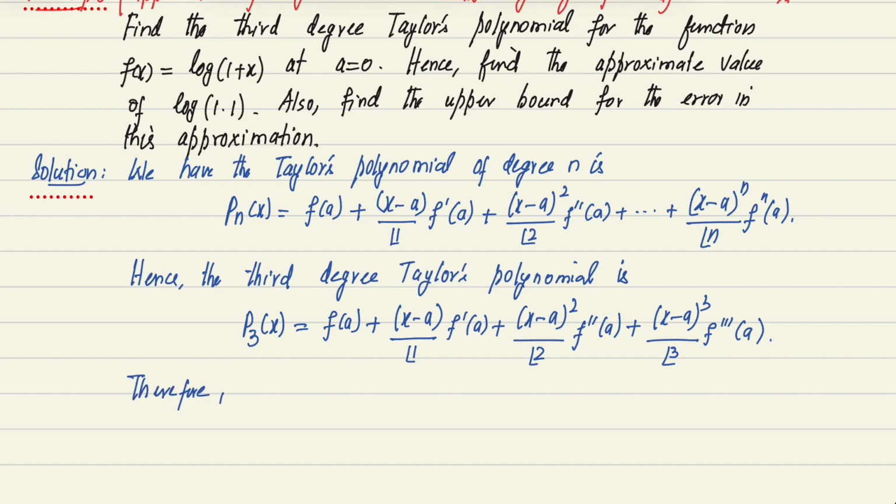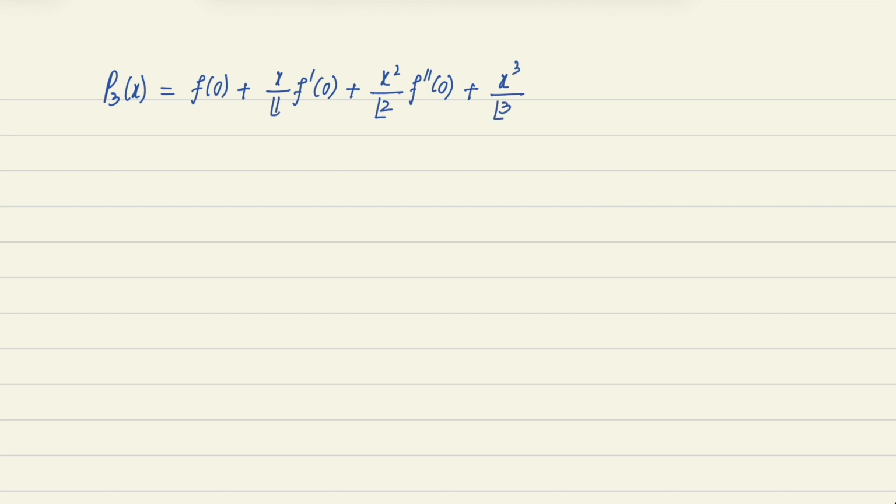So for a equal to 0, the third degree Taylor's polynomial is P3 of x, which is equal to f of 0 plus x divided by 1 factorial f dash of 0 plus x square divided by 2 factorial f double dash of 0 plus x cube divided by 3 factorial f triple dash of 0. Now let's first of all evaluate f of 0, f dash 0, f double dash 0 and f triple dash 0. Let's call this equation number 1.